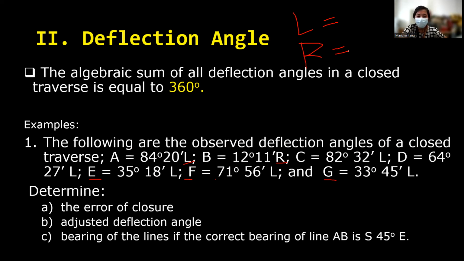Now, what we are required to do is to determine the error of closure, the adjusted deflection angle, and then we are also required to determine the bearing of a certain line AB. So given tayo ng isang bearing, which is AB, south 45 degrees east. Then we are required to determine the bearing of the remaining lines: BC, CD, DE, EF, FG, and GA.